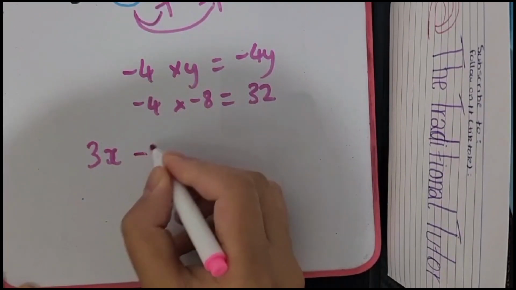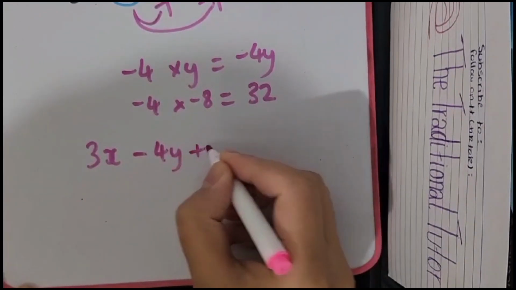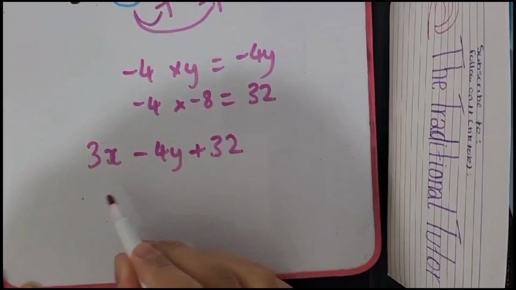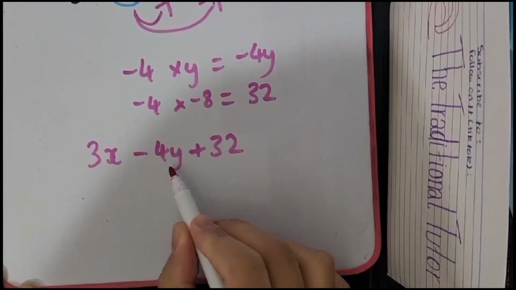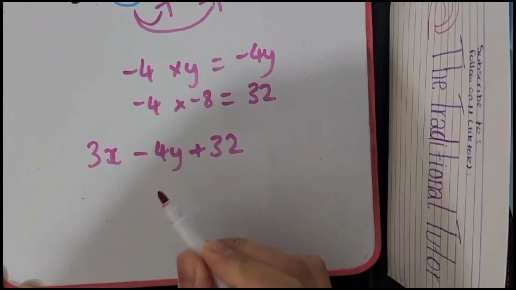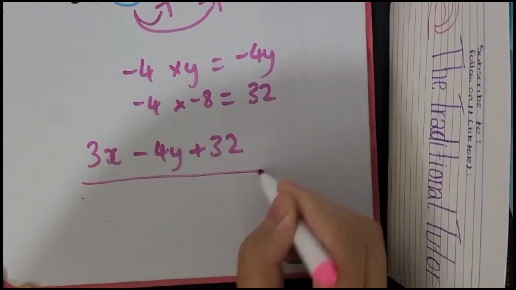So 3x, take away 4y, and then add 32. Well, I can't actually simplify this expression any further because I've got no common terms or like terms. So I'm going to leave it as it is, and that's my final answer.